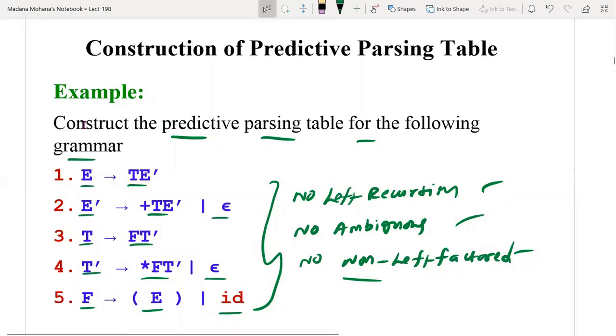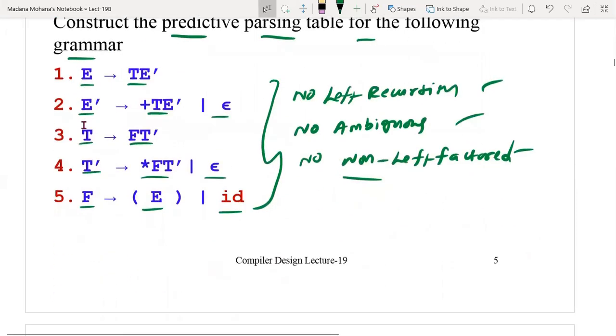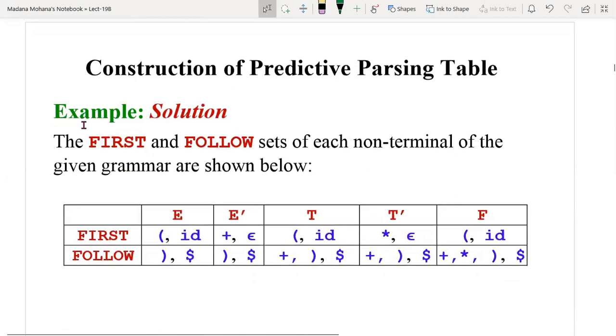Before constructing the predictive parsing table, after verifying these three restrictions, left recursion, ambiguity, and non-left-factored grammar, we have to find first and follow values. In our previous lecture, we discussed the same example, how to construct first and follow values. So here I have directly taken the first and follow sets for each non-terminal of the given grammar. But in examination, first you have to find first and follow values, then you can list them in the table in a consolidated format, then proceed to construct the predictive parsing table.